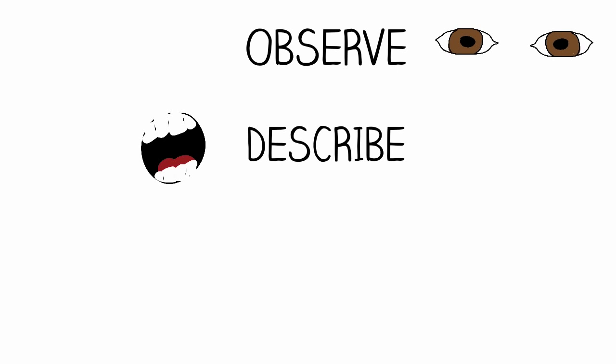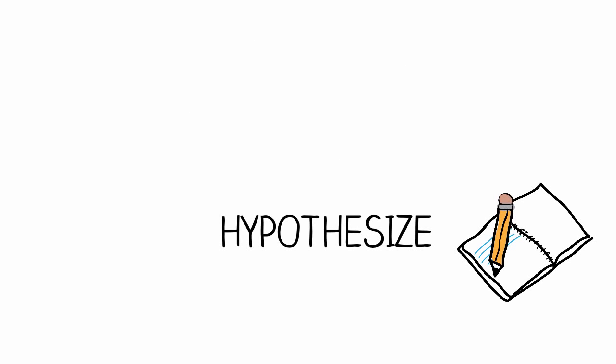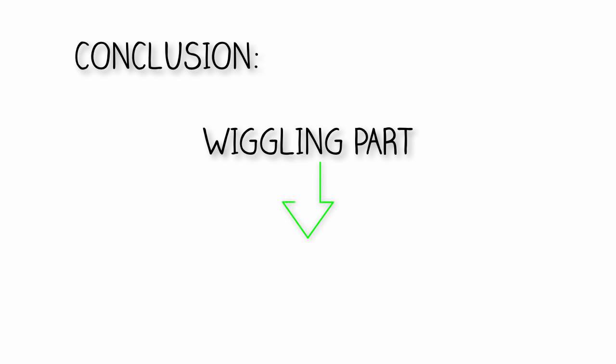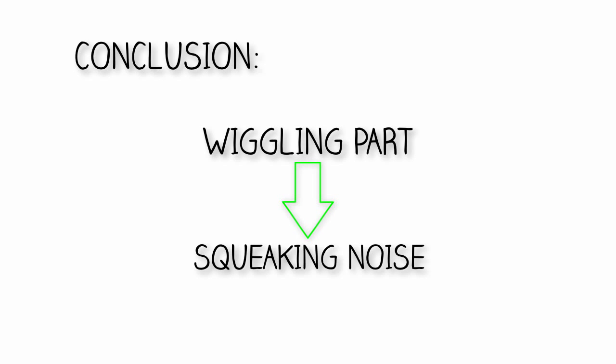First you observed the squeaking sound, then you described it by pinpointing its location. Then you made a prediction, or you hypothesized, that the wiggling part may be related to the squeaking sound. Then you tested your hypothesis by stopping the wiggling part and observing the sound stop. You repeated the test and compared the non-wiggling and wiggling conditions, or the control and experimental conditions. Then you came to a conclusion. The wiggling of the part is causing the squeaking noise, and you acted, tightening the mechanism to keep it from wiggling, and you fixed the problem. Science at its most basic.